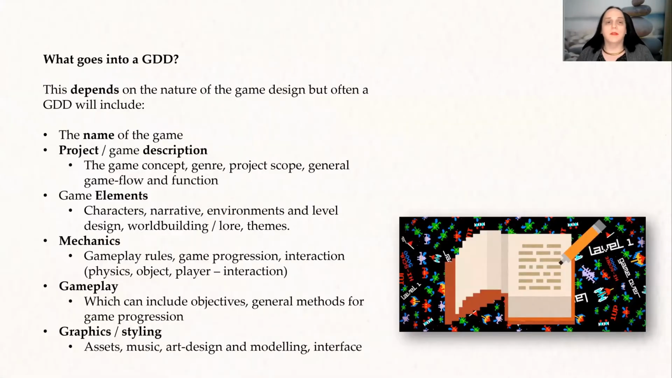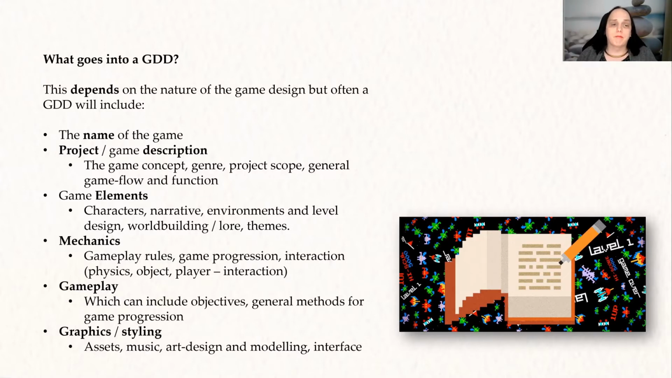Well, that again depends very much on the nature of the game design itself, but they often include certain elements. For example, the name of the game, although that of course can change as production carries on. But it'll also usually at the very beginning of the document have a project or game description, an outline of the game concept, perhaps the genre or the project scope, the general game flow and function. Think of this as an abstract or blurb for the game to give the reader who may not know your game, who's coming to your game design document for the first time, a short introduction to the overall state of your game.